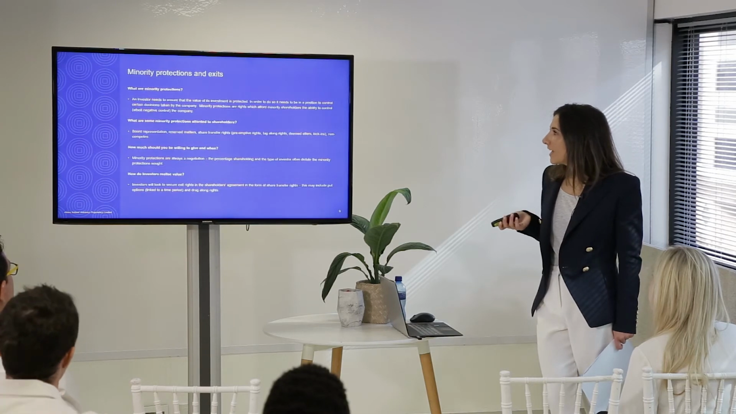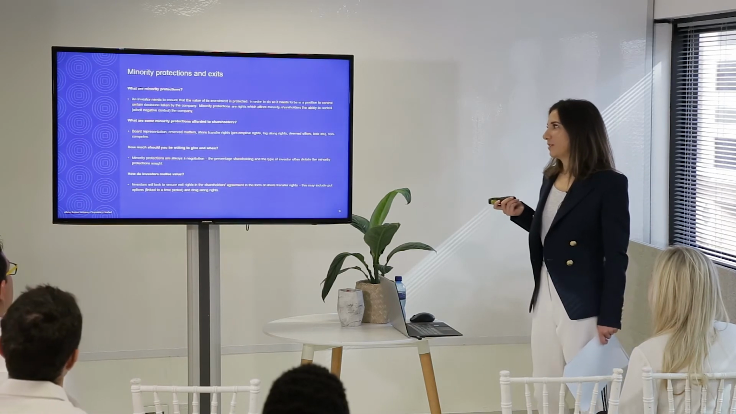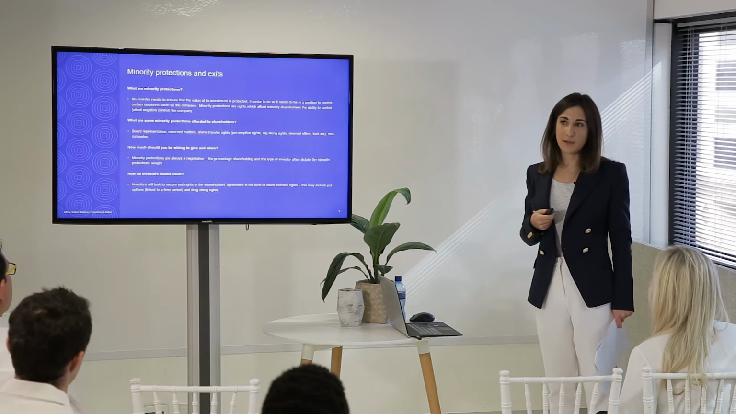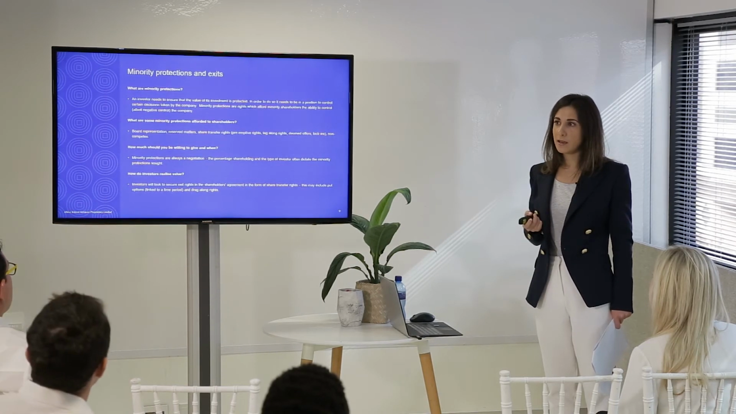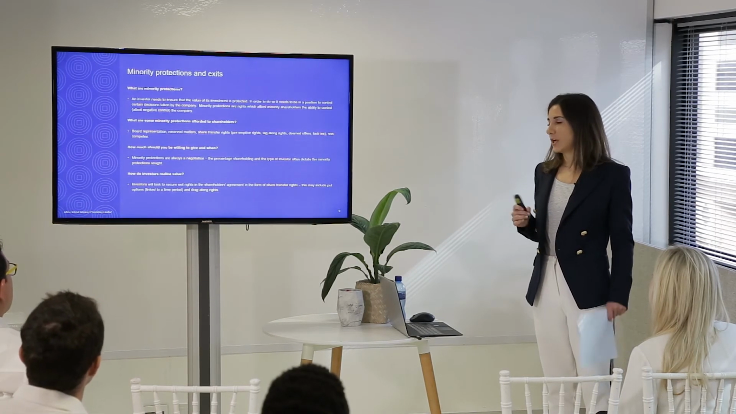I would advise that these be set out in the term sheet. So under the shareholders agreement, you say the investor is looking to secure share transfer rights in the form of preemptive rights and tag-along rights, as an example. The question of how much you should be willing to give and when, again, depends on the type of investor coming in and the percentage shareholding they hold.